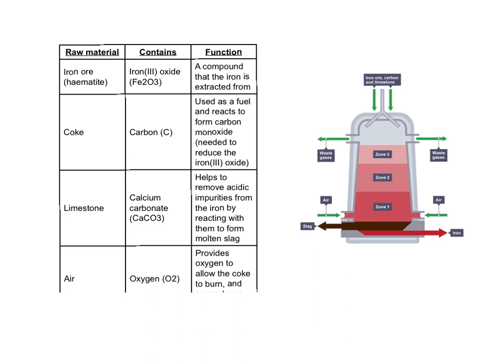We also have limestone. Okay, calcium carbonate, it helps to remove acidic impurities from the iron by reacting to form molten slag. Okay, this is the only time ever I want to hear you use that word. It is a scientific word for the impurities that are removed from the blast furnace. Okay, and then we've got air. Air, we just need the oxygen from it. It provides oxygen to allow the coke to burn.